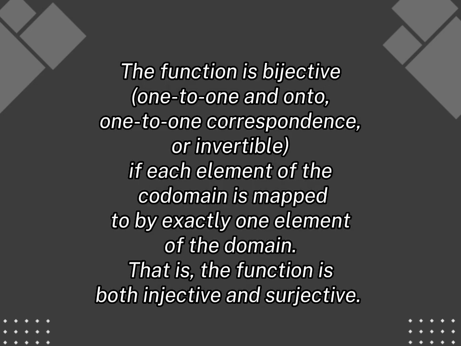The function is bijective, or one-to-one and onto, one-to-one correspondence, or invertible, if each element of the codomain is mapped to by exactly one element of the domain. That is, the function is both injective and surjective. A bijective function is also called a bijection. That is, combining the definitions of injective and surjective.